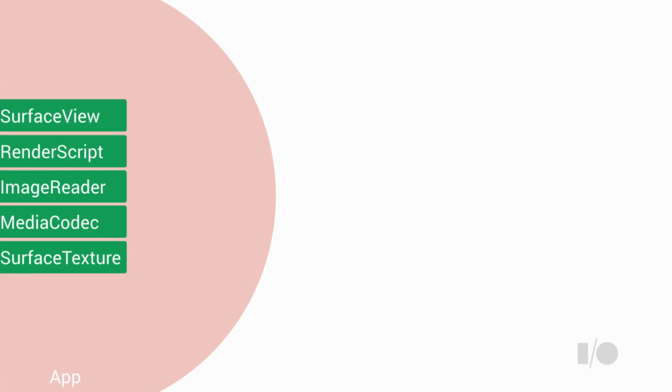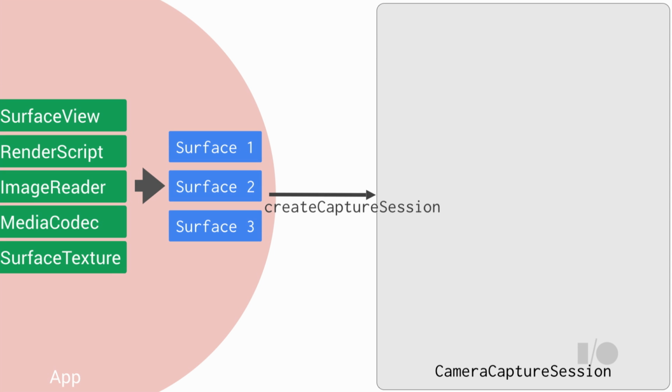So putting this all together, you start out with a set of outputs you care about. Here, some examples are a SurfaceView, a RenderScript allocation, an ImageReader for JPEG, a MediaCodec for video encoding, or a SurfaceTexture to send to OpenGL. You get surfaces from them. You create a capture session.